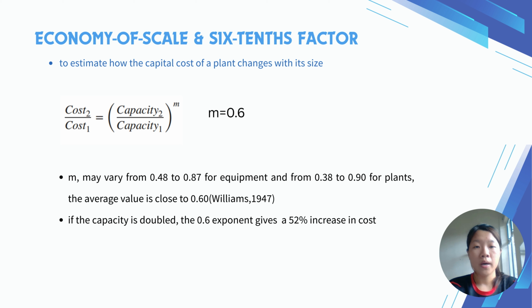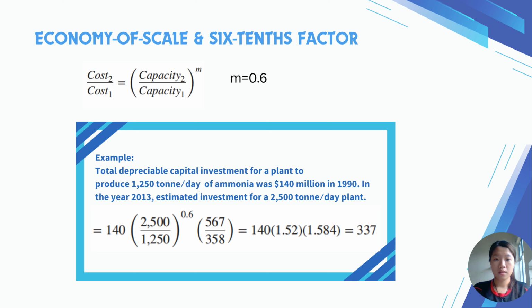It is used to estimate how the capital cost of a plant changes with the capacity of the plant. So this is the formula, and M is the exponent, whose average value is close to 0.6. And if the capacity is doubled, the 0.6 exponent will give a 52% increase in the cost.